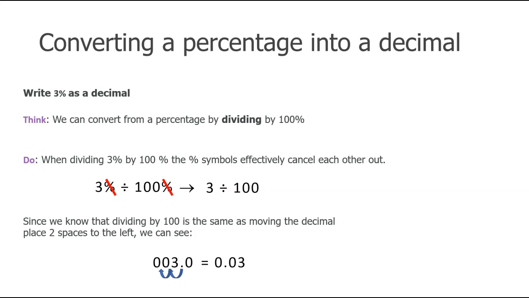Now I've just realized, of course, I shouldn't have technically put equals between them because 3.0 is not 0.03, but I think you understand what I'm saying. So 3% is equal to 0.03. And we got there by dividing the 3 by 100, as we've shown here. So hopefully this is making sense to you.